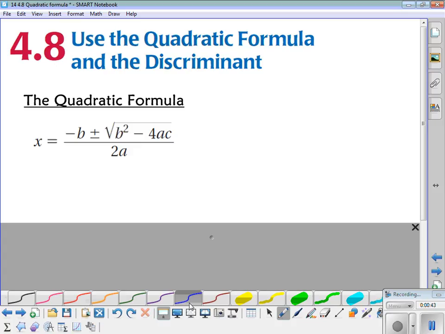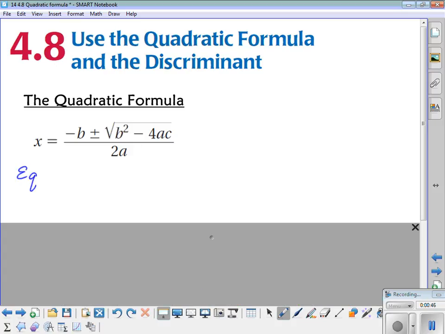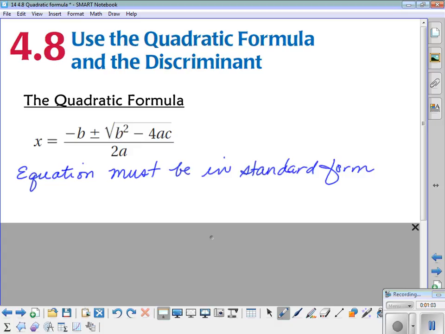The thing you have to remember, though, when you use it, is your equation must be in standard form. Because if it's not in standard form, then you're going to use the wrong values for A, B, and C. So it must be in standard form. And standard form would be ax squared plus bx plus c equals 0. And a can't equal 0, because if a was 0, then it wouldn't really be quadratic. So ax squared plus bx plus c. But that means b could be 0 and c could be 0. So be aware of that. That happens sometimes.